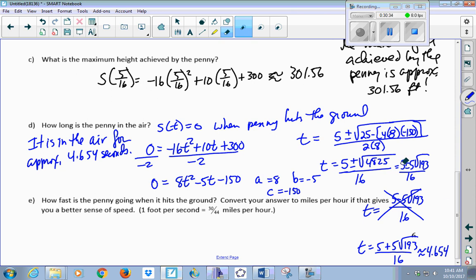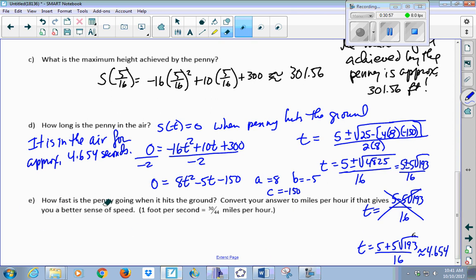So notice I made quite a few mistakes here because I didn't put my a, b, and c right above my formula, and I was hurrying. And this is often what happens when students use the quadratic formula, it just lends itself to errors if you're not really careful and you really take it nice and slow.